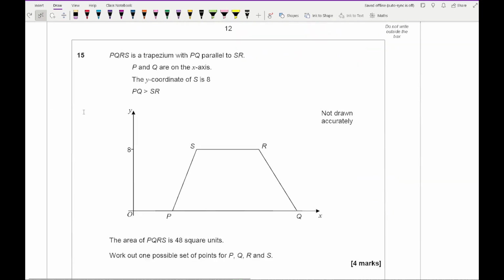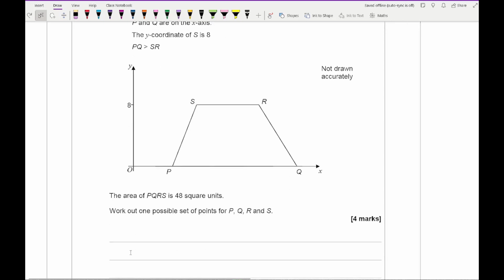Moving on to question 15, it says PQRS is a trapezium with PQ parallel to SR. P and Q are on the x-axis and the y-coordinate of S is 8. We know that PQ is greater than SR. The area of PQRS is 48 square units. Work out one possible set of points for PQRS.